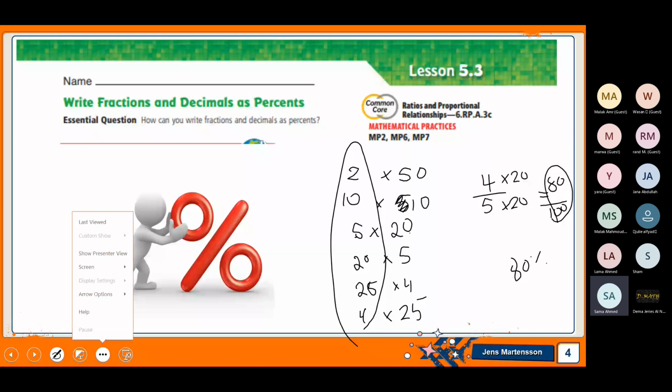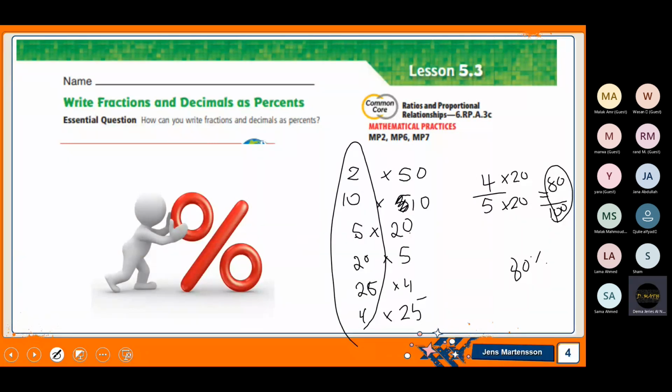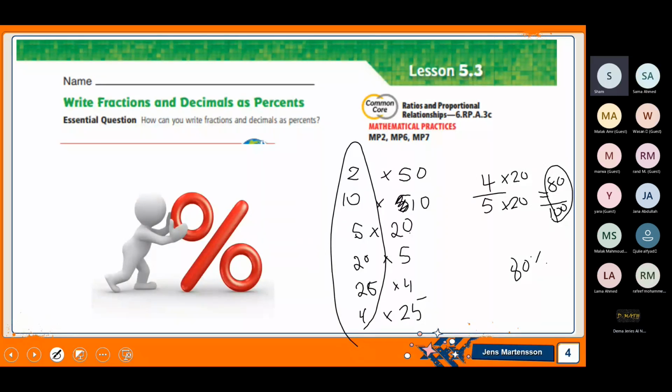Teacher, I didn't understand. Can you repeat it one more time? Okay, just 1 minute, please. Girls, the lesson is about, do you see two numbers? You will take the number that is down, multiply it with any number to make the denominator 100, multiply the number above it with the same number, and it will be the answer.